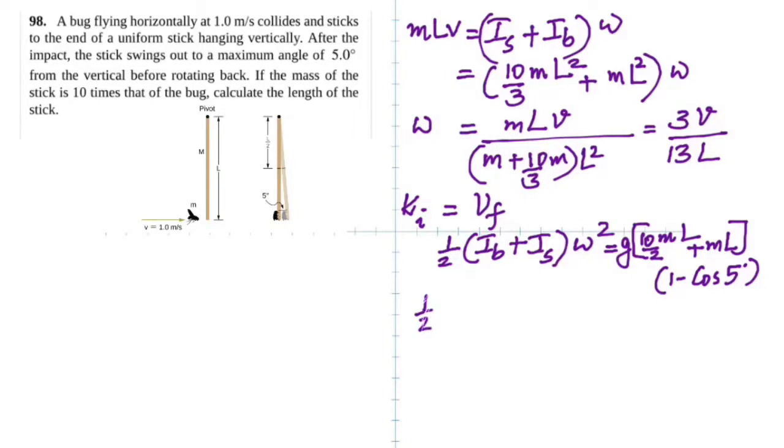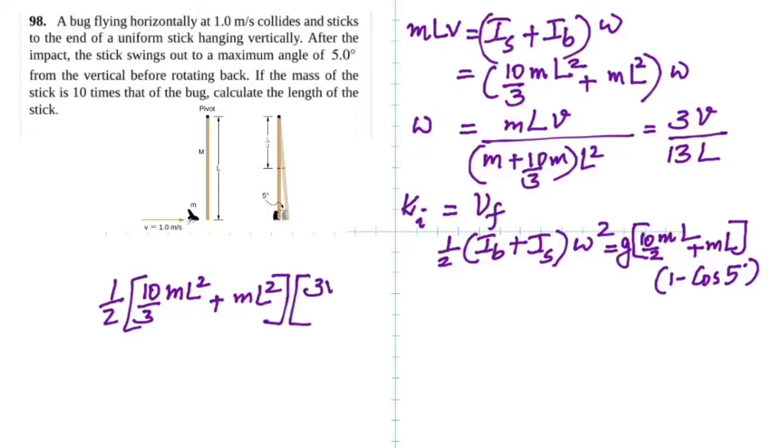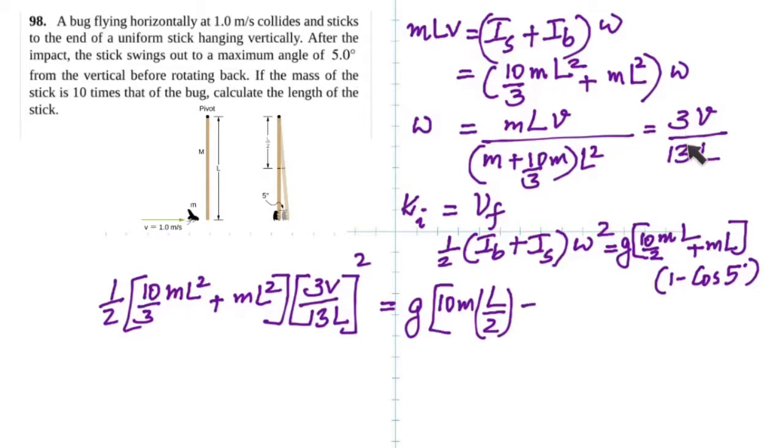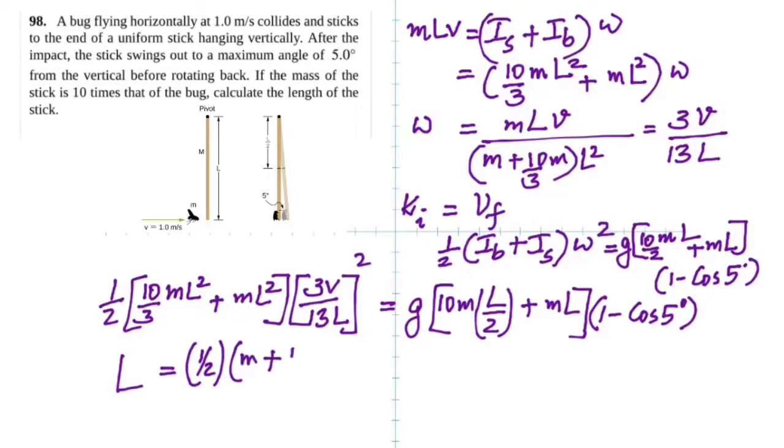So when you do those calculations, that is the, for the rotational inertias of the bug and the stick. That's for the bug, that's for the stick. And omega, which we had got before, has been substituted. And then you have the right hand side. Make the length the subject, because that is what is to be calculated.